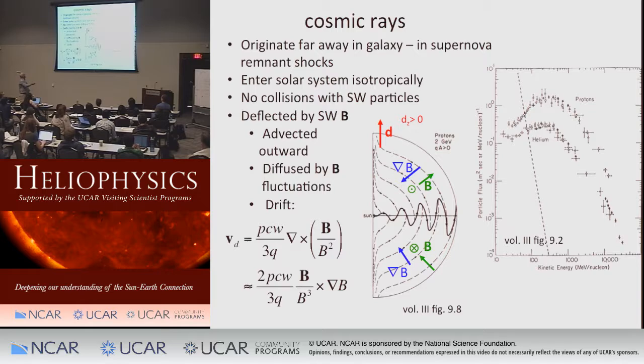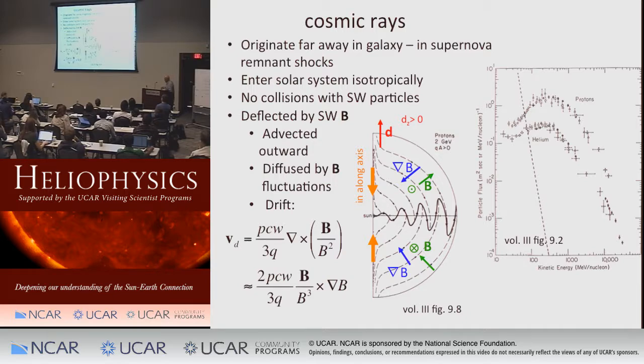If I look up here, I have B out of the page cross grad B. I have to do this myself. B out of the page cross grad B. The cosmic rays are also flowing into the heliospheric current sheet. So all the cosmic rays that are coming from everywhere are going to mostly be going in towards the heliospheric current sheet, and then something will happen to them. Okay, did everyone follow that? Okay, so the other thing that's going to happen, well, let's just leave it at that.